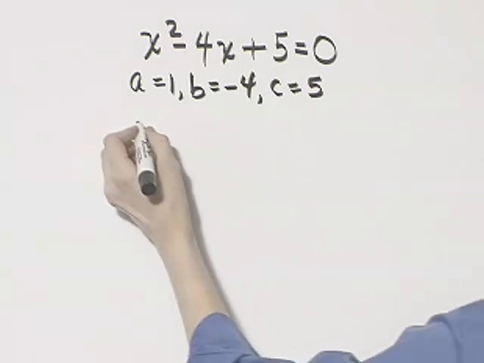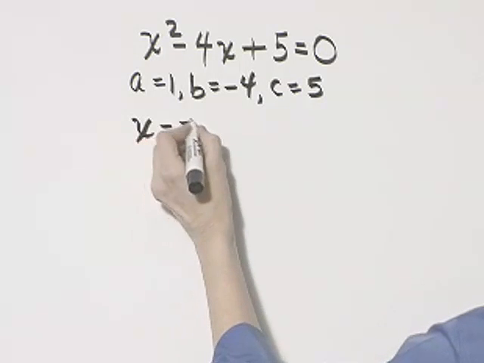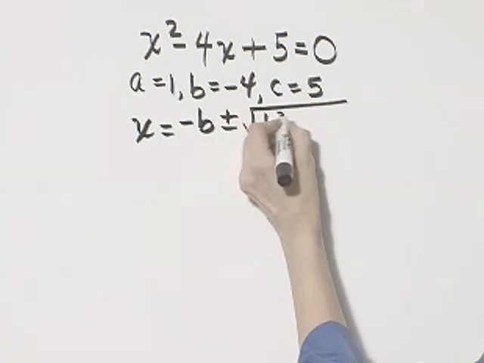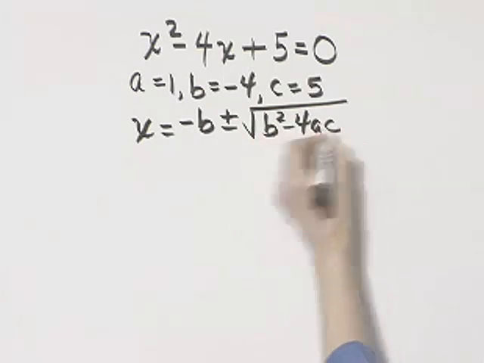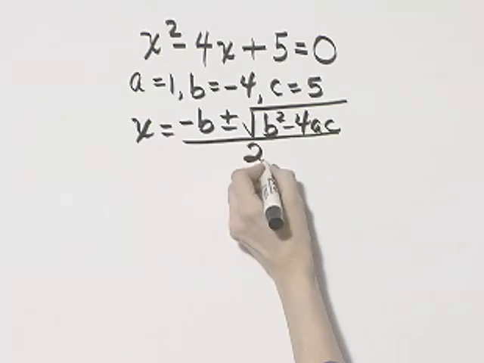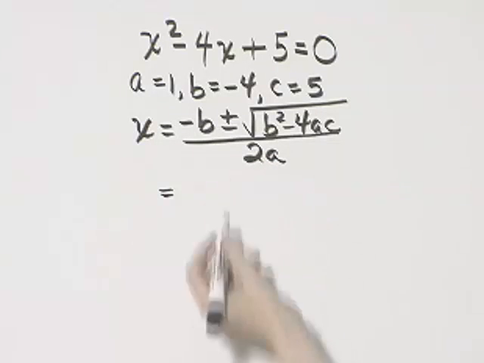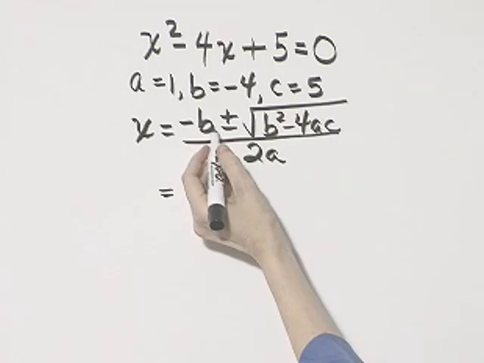And what is the quadratic formula? It is the opposite of b plus or minus the square root of b squared minus 4ac, and that's all over 2a. And now let's replace these variables by their replacement values.